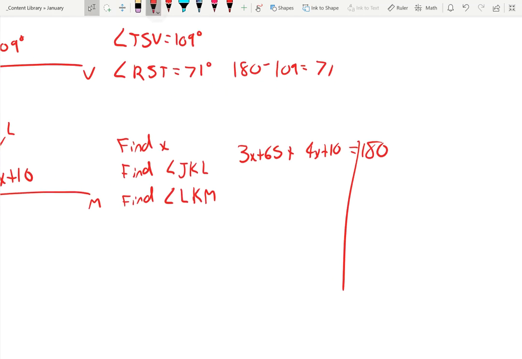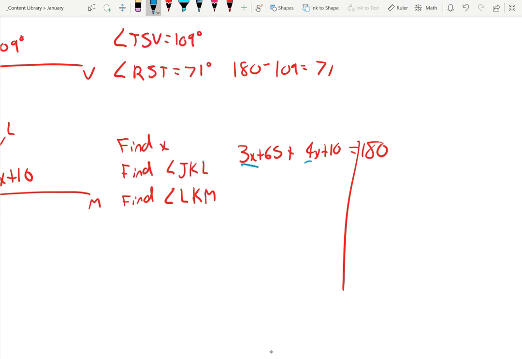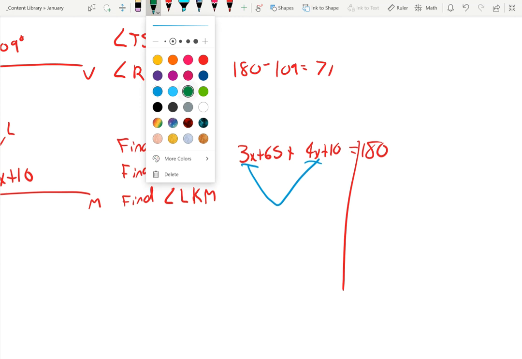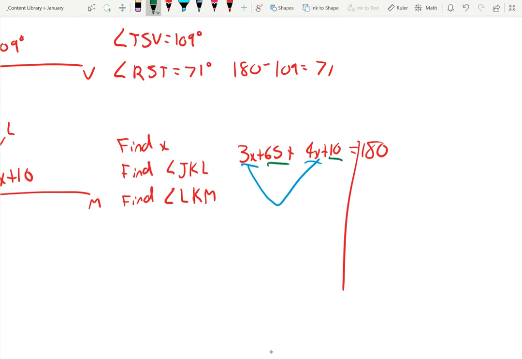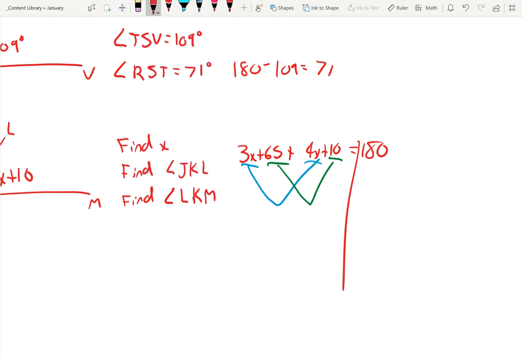So combining like terms like before, you have 3x and 4x. We can combine those. And we have 65 and 10. We can combine those. Now 3x and 4x makes 7x, and 65 and 10 makes 75. So we have 7x plus 75 equal to 180.